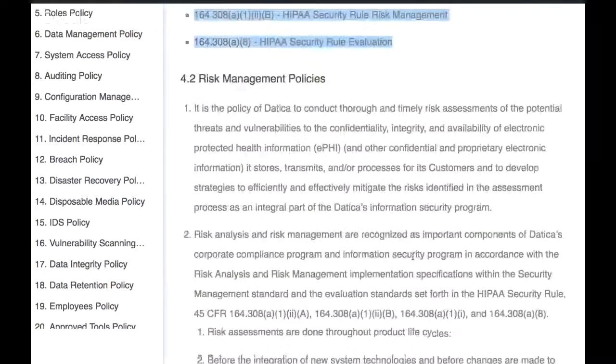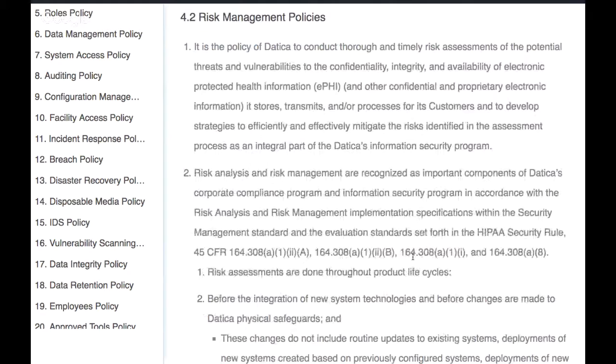So, risk management policies. It is the policy of Datica to conduct thorough and timely risk assessments of the potential threats and vulnerabilities to the confidentiality, integrity, and availability of electronic protected health information it stores, transmits, and/or processes for its customers, and to develop strategies to efficiently and effectively mitigate the risks identified in the assessment process as an integral part of Datica's information security program.